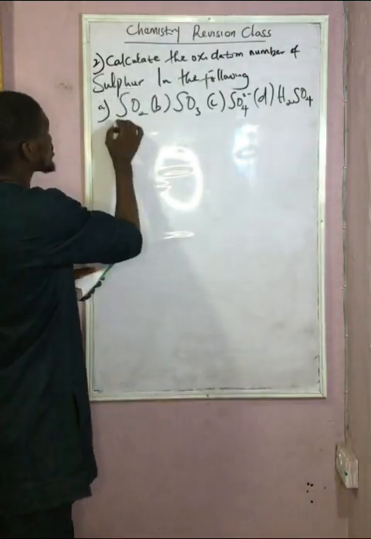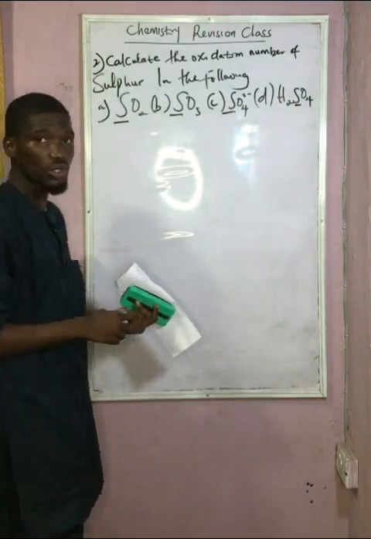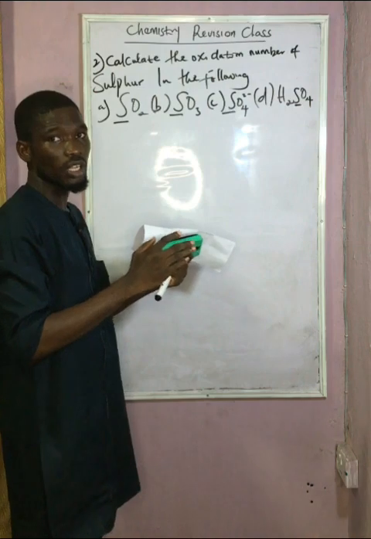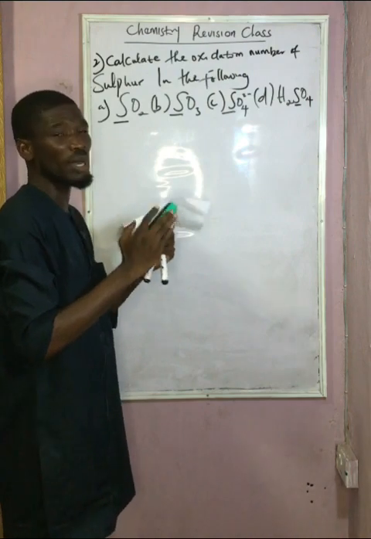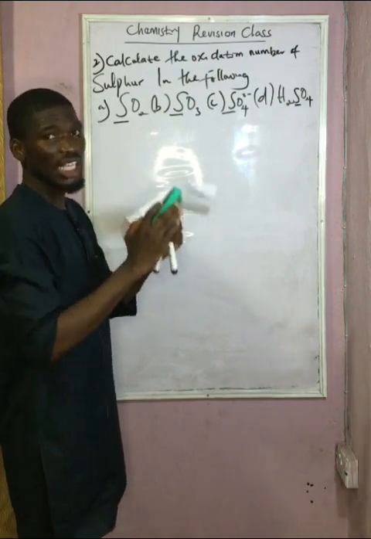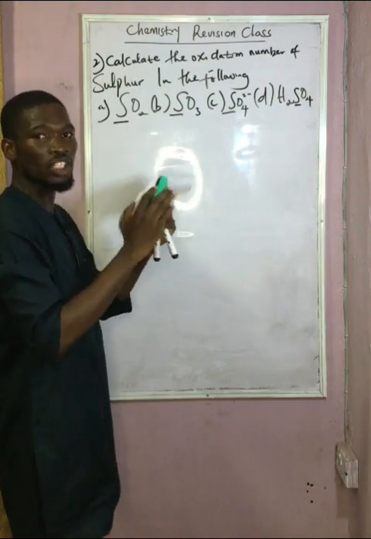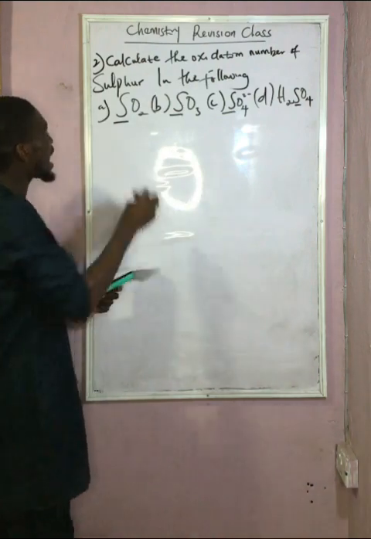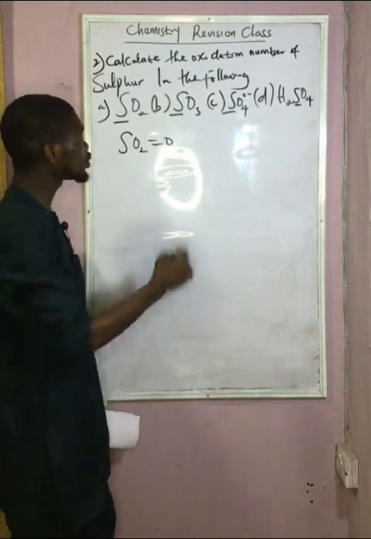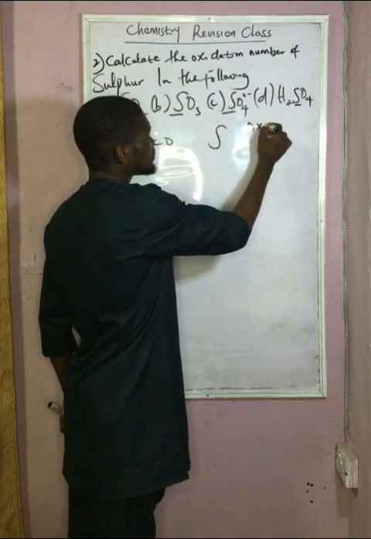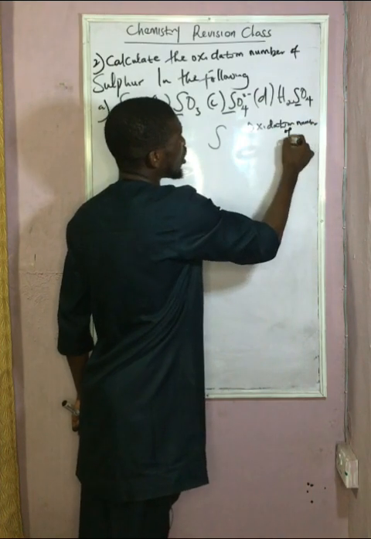So for this sulfur, and among the rules, when it comes to oxidation number, if you are given a particular compound that does not have any charge, that means that particular compound is equal to 0. But if you are given a compound that has a charge, that means that compound is equal to that particular charge. For example now, I have SO2. This compound will be equal to 0. And mind you, what is the oxidation number of sulfur?